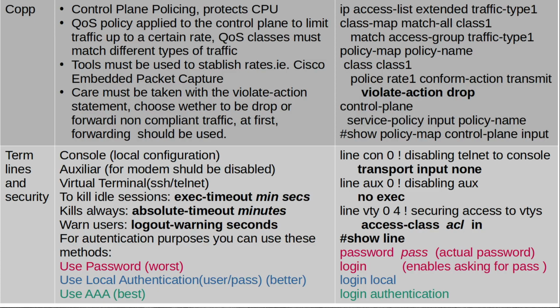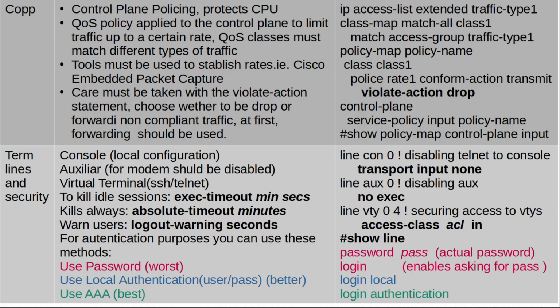This policy will have to include quality of service classes that must match different types of traffic. You must use tools before configuring these in order for you to know what rates you will be assigning to each type of traffic.